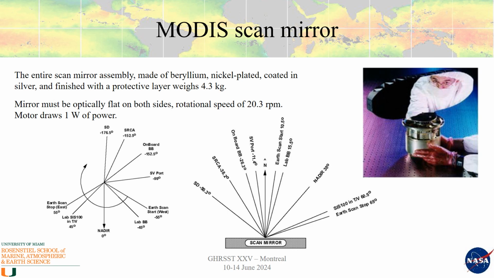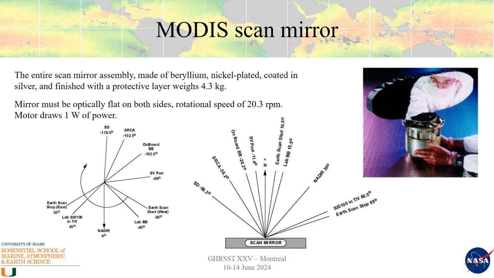N is normal to the mirror surface, and we see that just to the right of normal is the start of the Earth view, which continues through nadir to the Earth scan stop. On the other side of normal are the calibration sources in the visible and the onboard blackbody and the space view for the calibration in the infrared. This means the angles of incidence on the scan mirror for the Earth view do not include those used in the calibration. And that was a bit of a problem.